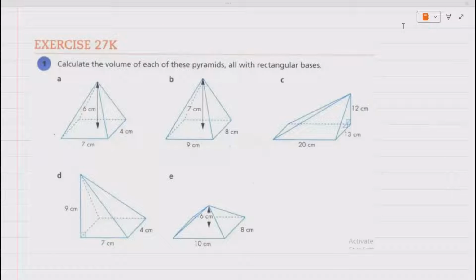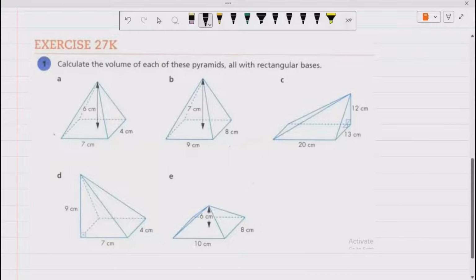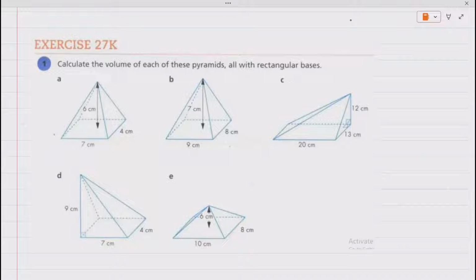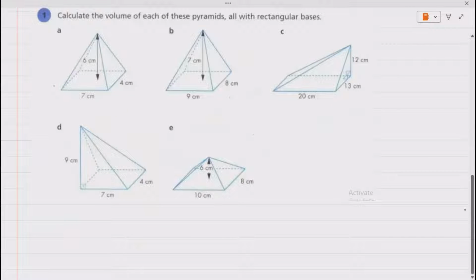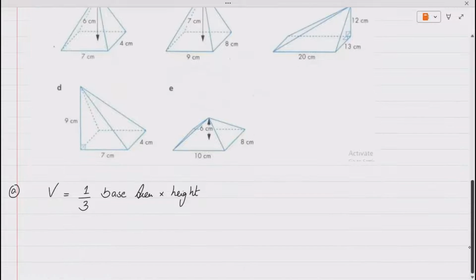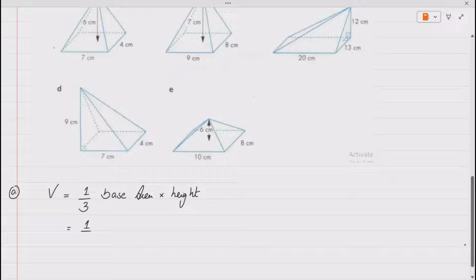So now let's do exercise 27. Our first question is to find the volume of each of these given pyramids. All the pyramids have a rectangular base. Now for part A, we know the volume formula for the pyramid is 1 upon 3 base area multiplied with height. So in the first part, what is the base area?